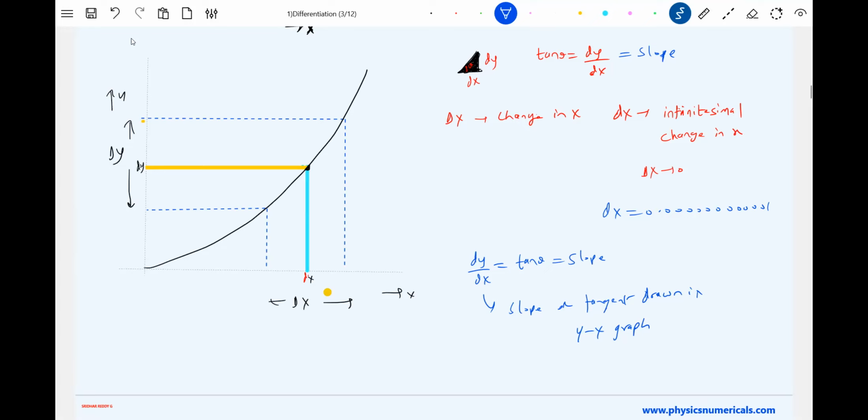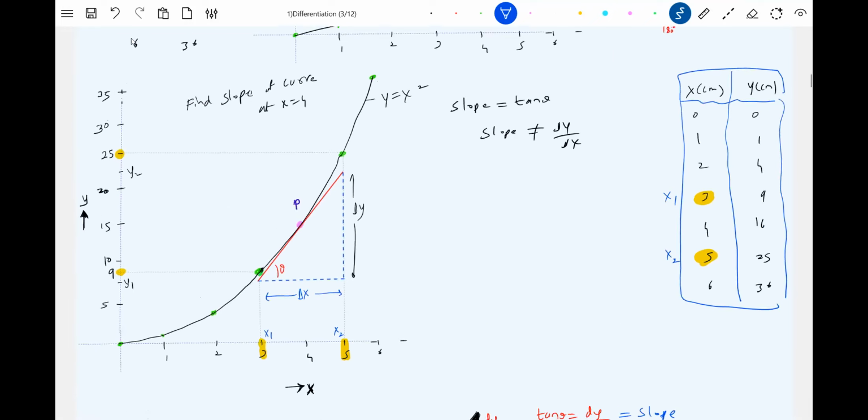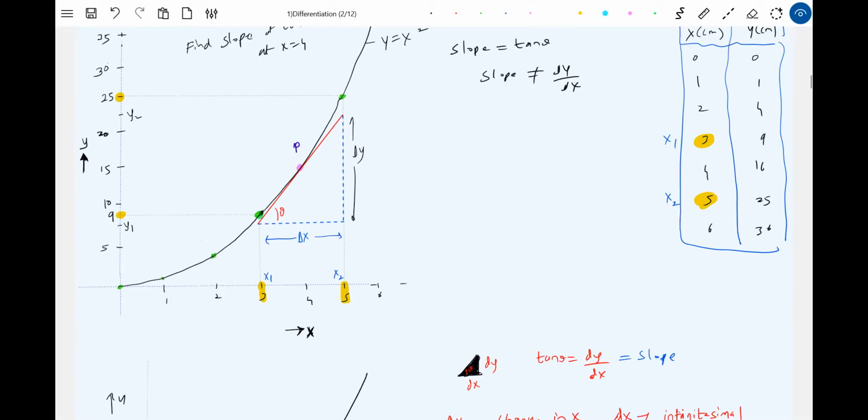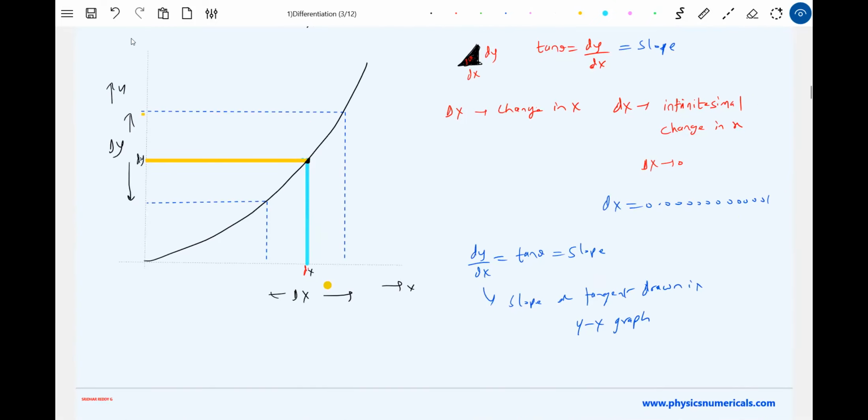So where is the tangent? That was the earlier method. The geometrical method is what we do. We draw a tangent corresponding to point P and find out tan theta. I'll get the slope. Another, calculus method: just find out the value of dy by dx, the ratio of dy by dx. Can we find out dy by dx? No.